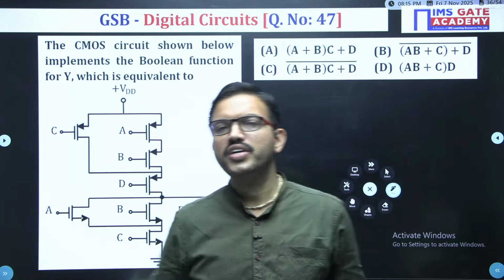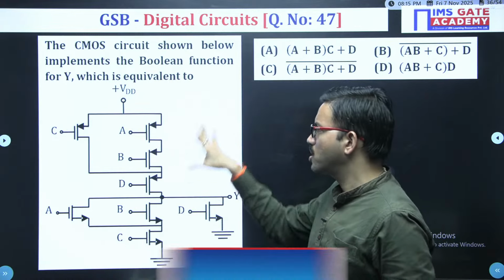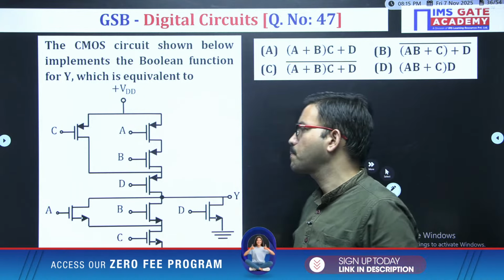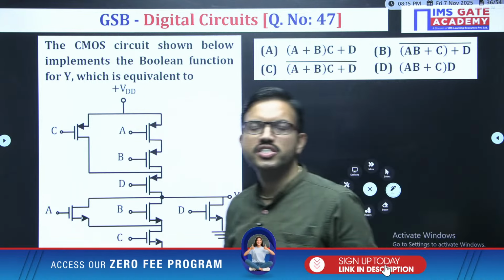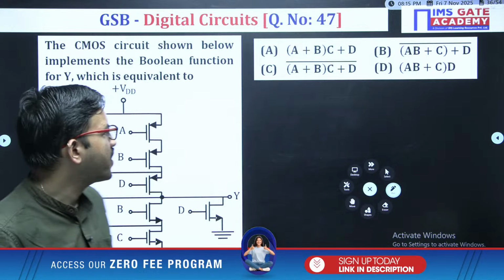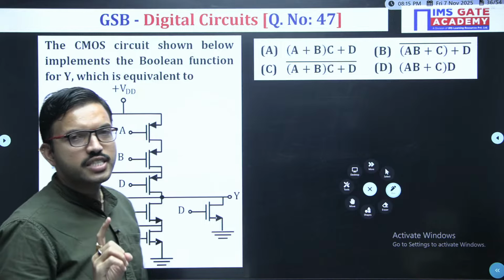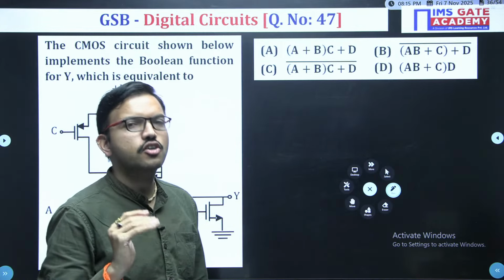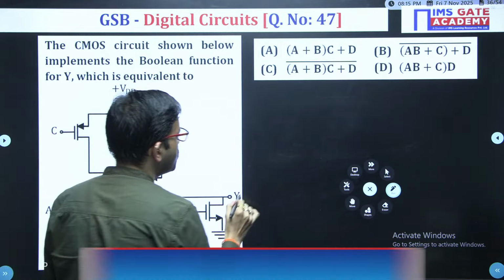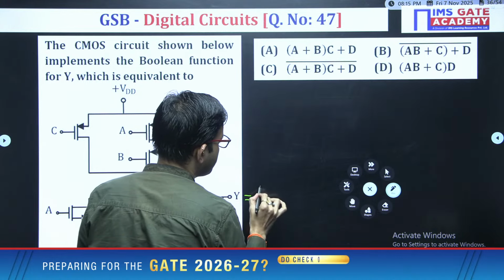Now the most important point, whenever you are solving these questions in CMOS, the first and foremost observation: the output expression by default you will get in the complement version. That is the first and foremost point, so you have to represent that.